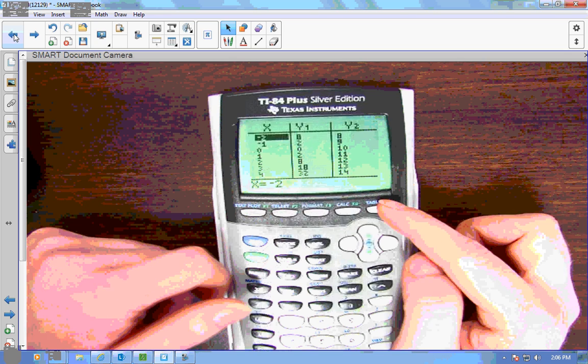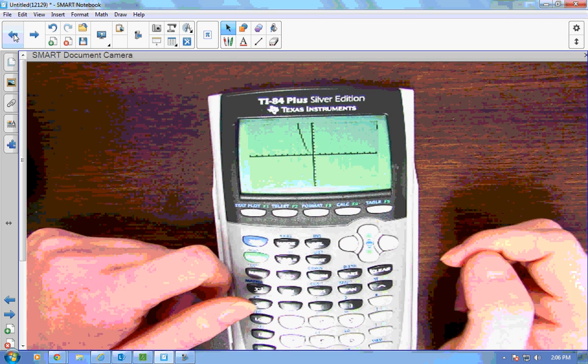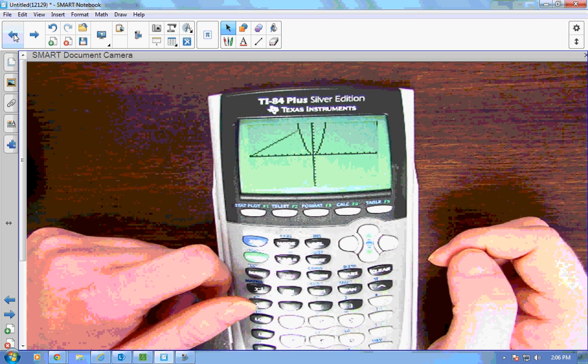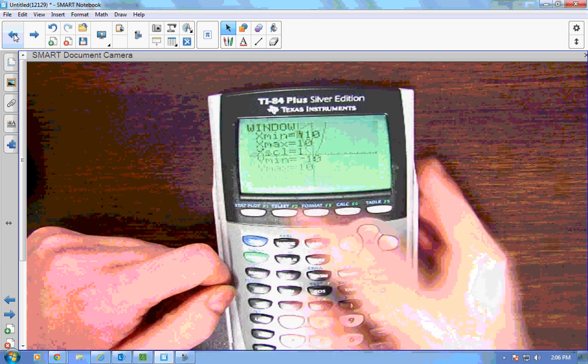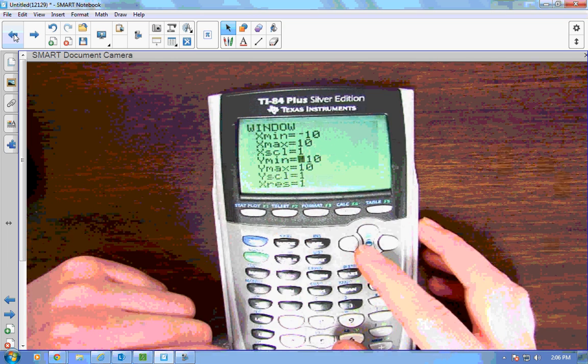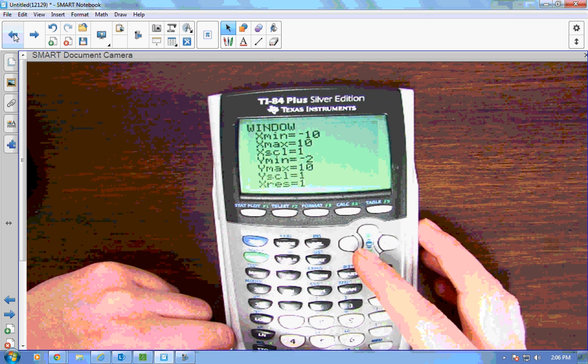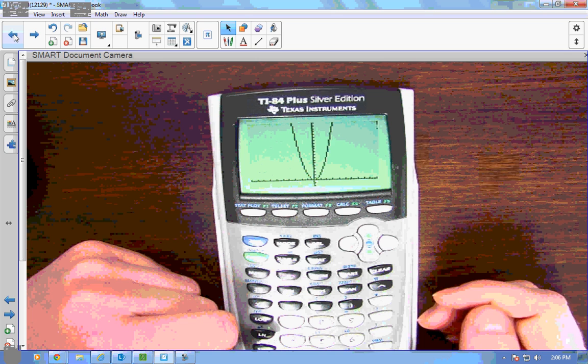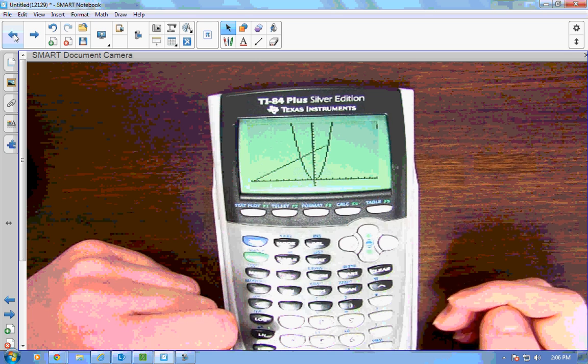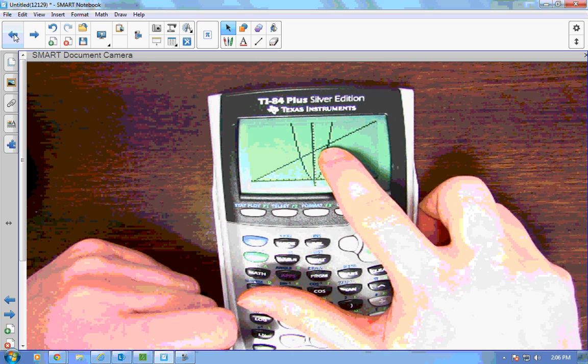No. But if I look at the graph, I can see I need to change my window. I need to see a little more of the positive y. So I'm going to go to my window and change it. I don't need much y minimum, but I'm going to put this up to 20. I'm looking for where they intersect. And I can calculate that intersection.